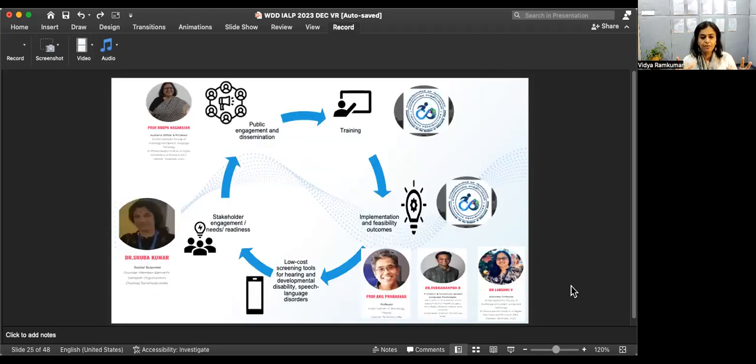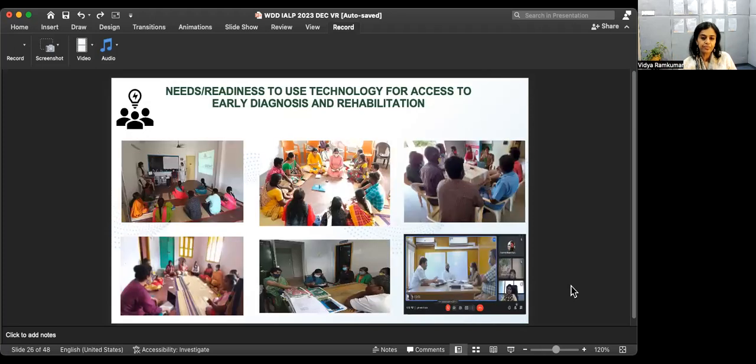So this project involves various aspects. And for each of these aspects, we have collaborators who are highly accomplished in their own areas. We have social scientists, engineers, speech language pathologists, government, the state commissioner for persons with disability, as well as those with prior experience with community-based work, who are involved in various aspects of this particular project. So as I said, the first step was to understand what different stakeholders who would be involved in an early identification program wanted. Are they ready to use technology?